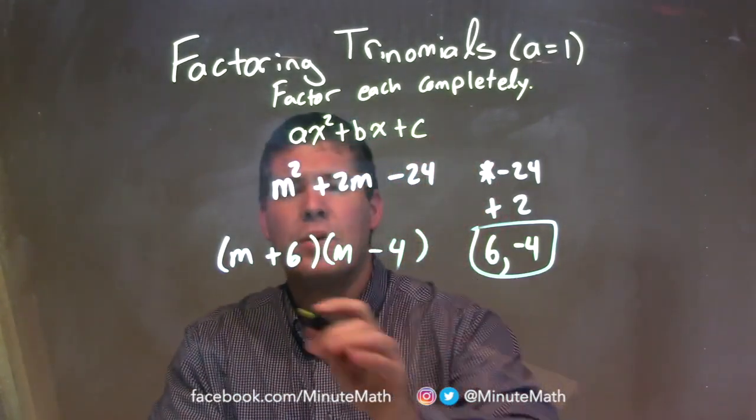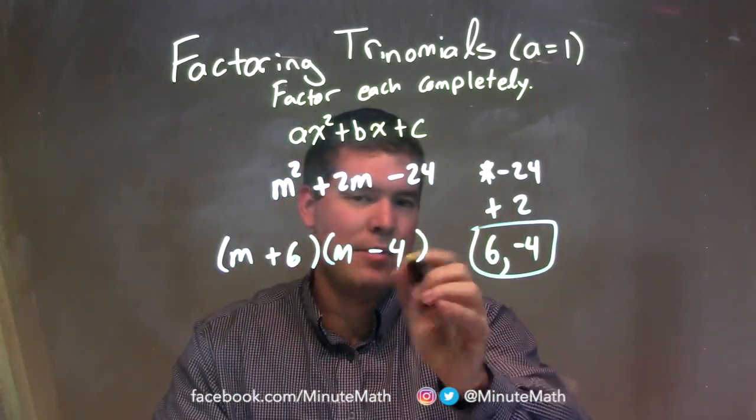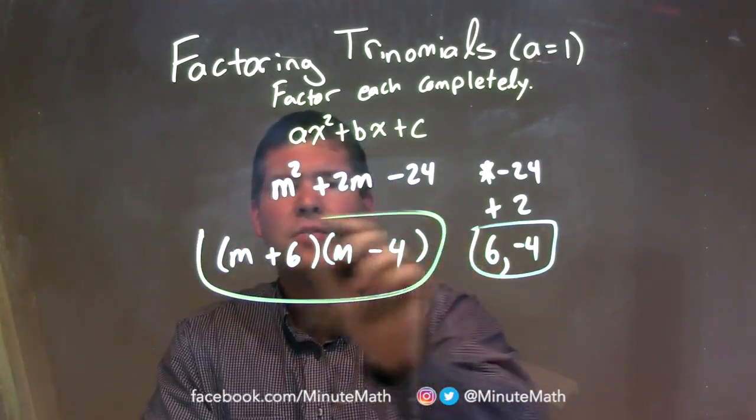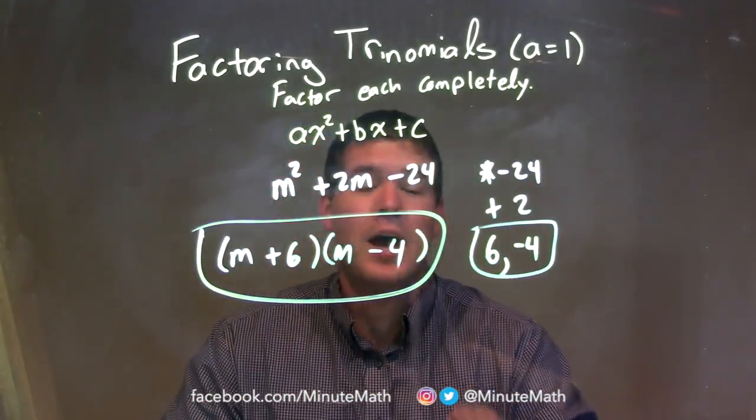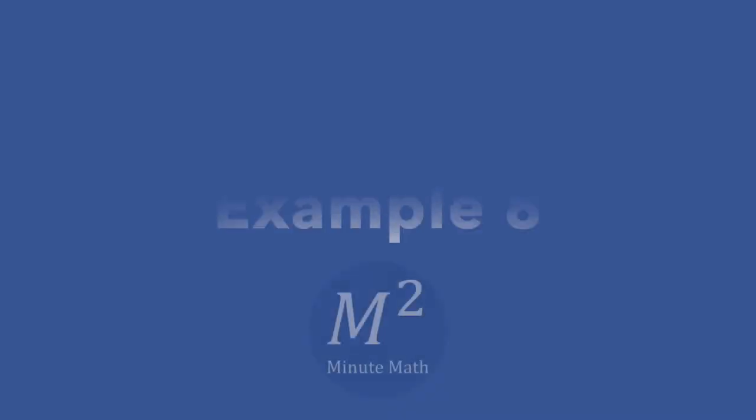Our final answer here, taking those two numbers and putting them in each parenthesis. And it really doesn't matter the order. If it was m minus 4 and m plus 6, that's fine. But our final answer here is just m plus 6 times m minus 4.